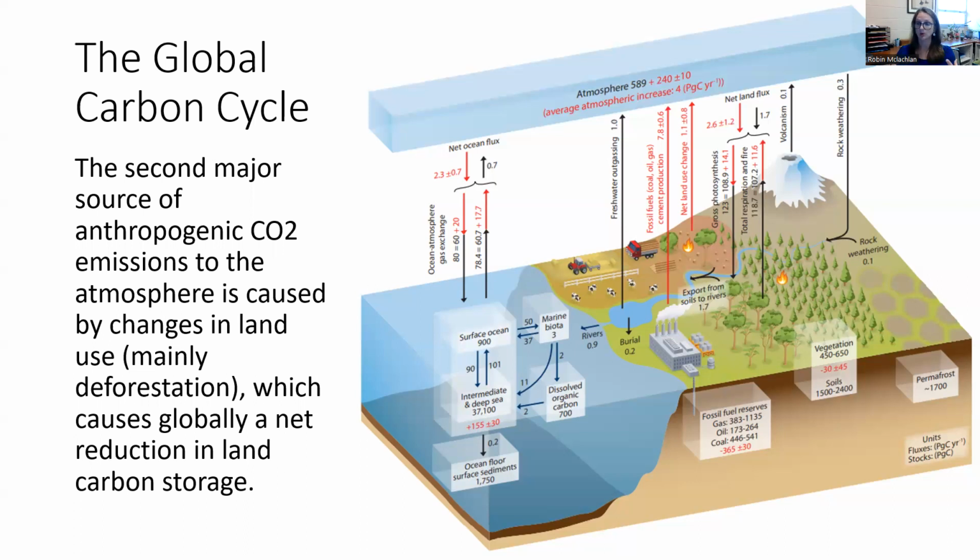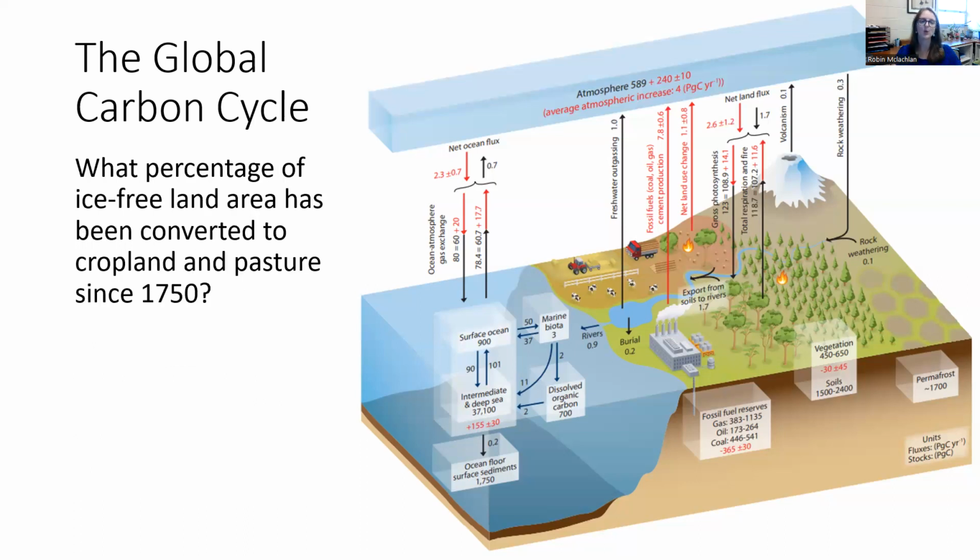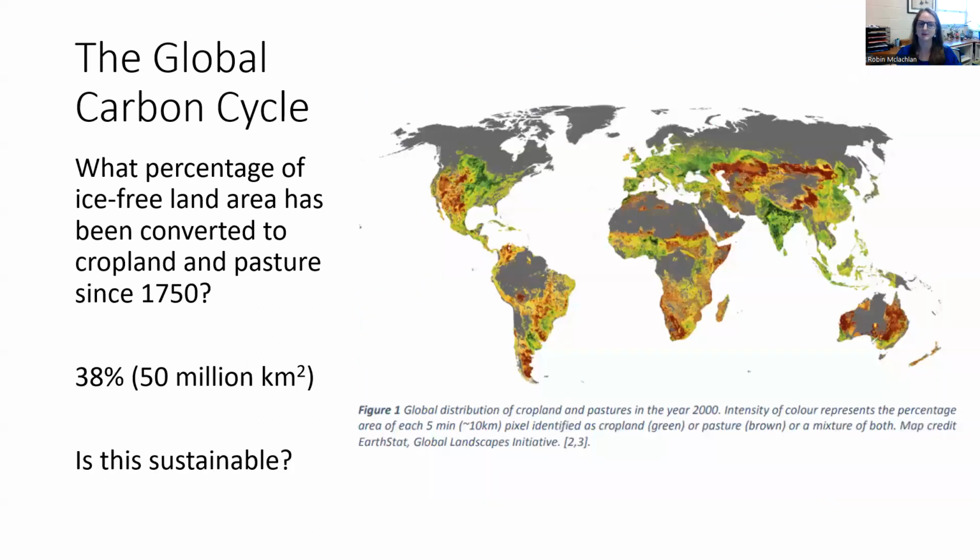And this is going to cause that net reduction in the amount of carbon that the vegetation reservoir can hold. Right? So what percentage of ice-free land, meaning land that humans could reasonably occupy, has been converted from forest to cropland or pasture land since 1750, do you think? So since the Industrial Revolution, how much of our land that we can alter have we already altered? The answer to that surprised me, it's about 40%.